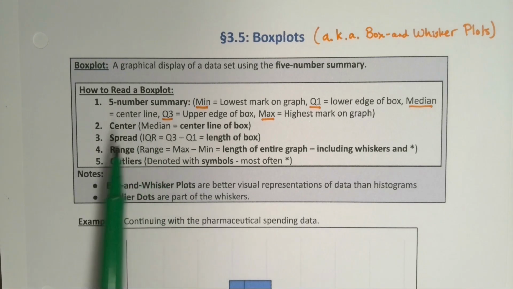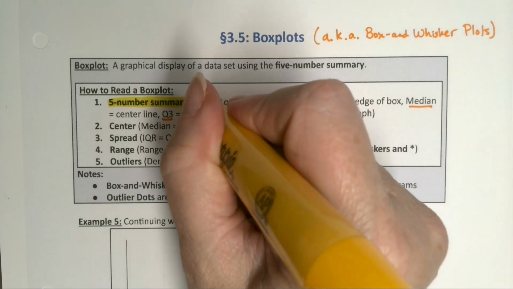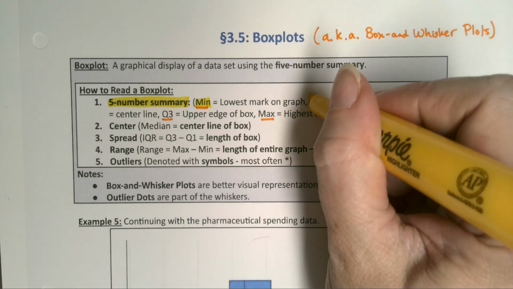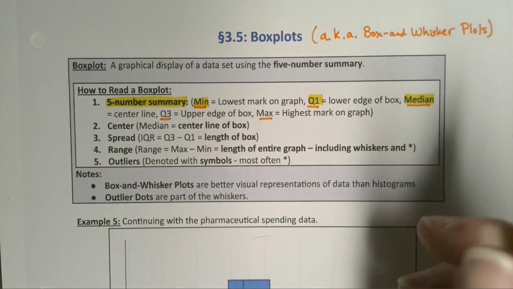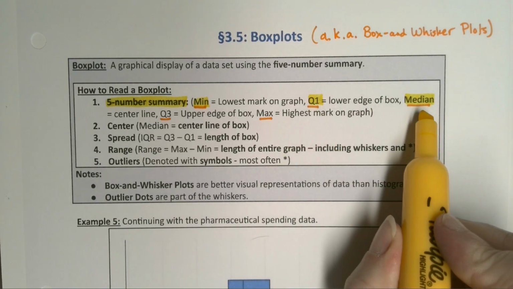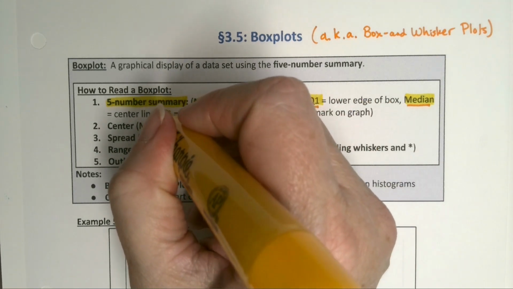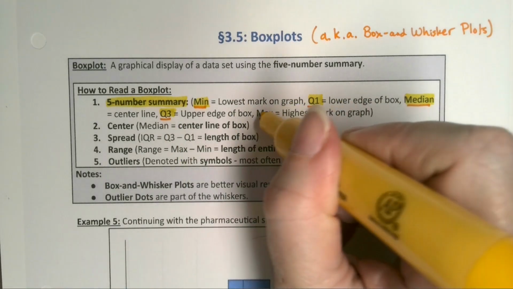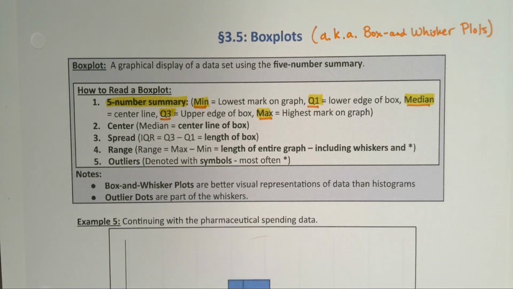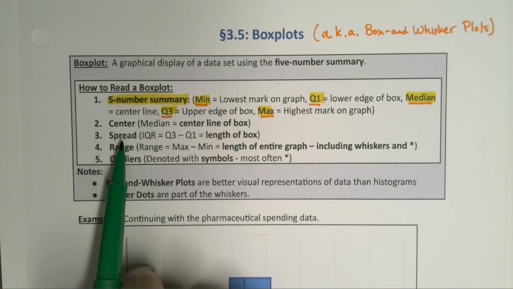Now, a reminder of what the 5-number summary is. We learned it a couple pages ago. It's the minimum, which is the lowest value; Q1, which is the 25th percentile, the first quartile; the median, which is the 50th percentile or second quartile; Q3, which is the 75th percentile; and the max, which is the highest value.